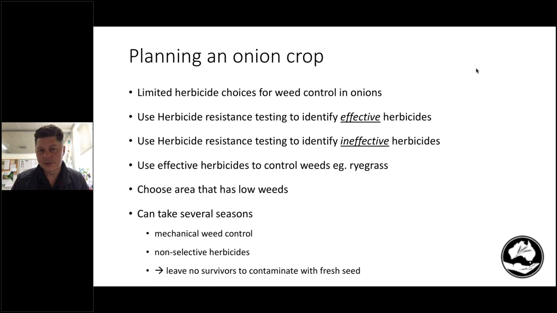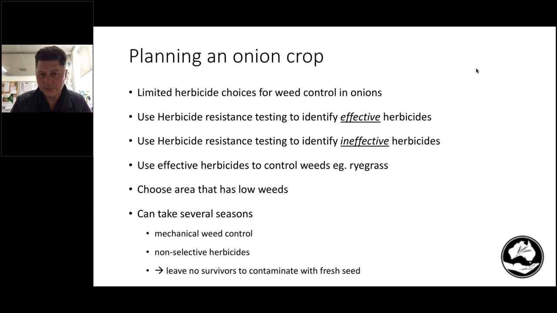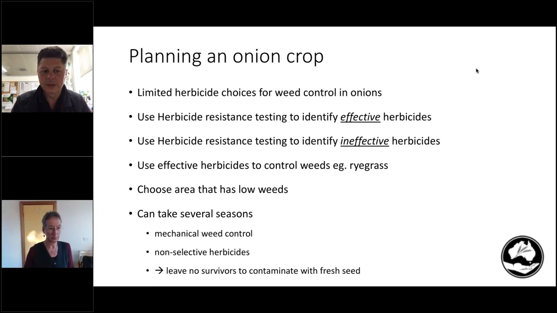When growing a crop such as onions, which is quite a non-competitive crop, it has very poor competitive ability. You need to grow it in a field with low weeds, and that means it can take several seasons to prepare that ground and reduce the amount of weeds, so you're not desperate to use a lot of herbicides to control them, especially if they are resistant. There may be other ways of reducing the selection on resistant weeds, such as mechanical weed control.